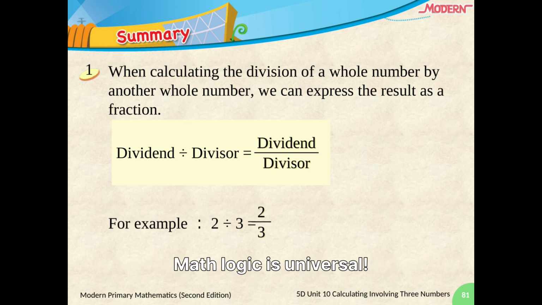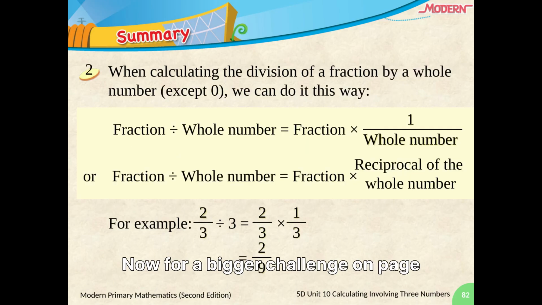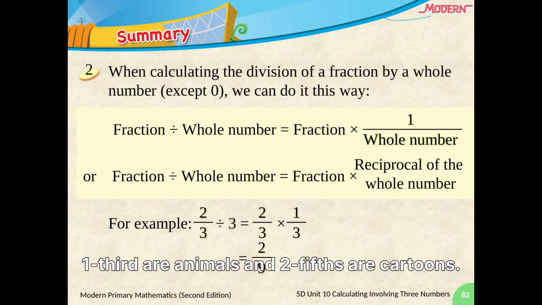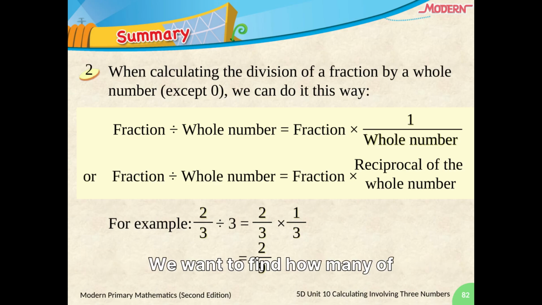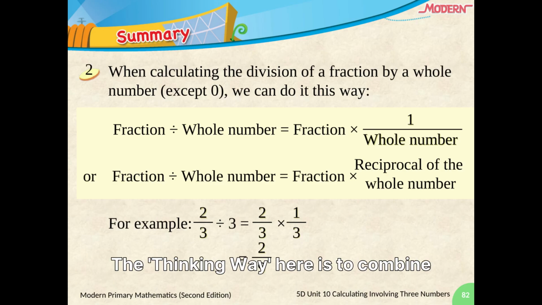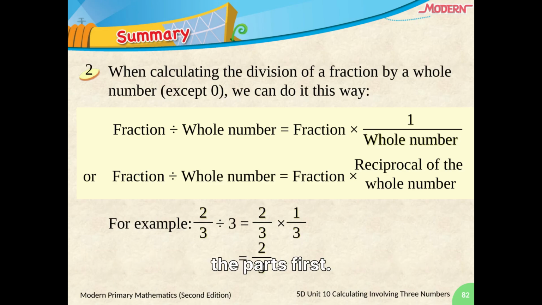Math logic is universal. Now for a bigger challenge on page 61, we have a pack of 180 stickers. 1/3 are animals and 2/5 are cartoons. We want to find how many of these two types there are altogether. The thinking way here is to combine the parts first.